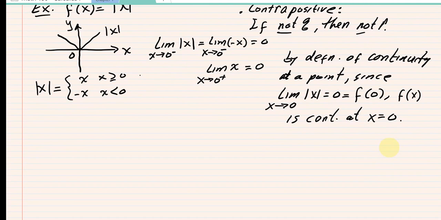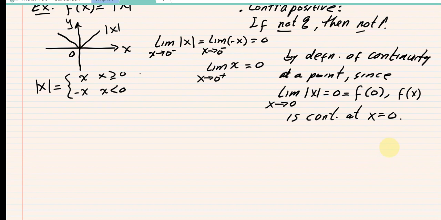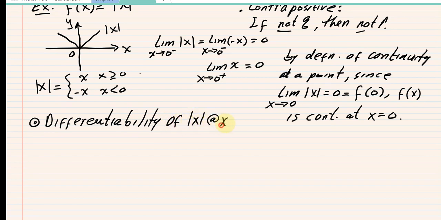Now let's show that this is not differentiable at 0. Here's how we're going to do this. Let's look at the differentiability of the absolute value of x at x equals 0. I'm going to look at the limit as h approaches 0, coming to 0 from the left. We're going to look at the slope of the tangent, the limit of the difference quotient now, not the limit of f of x.